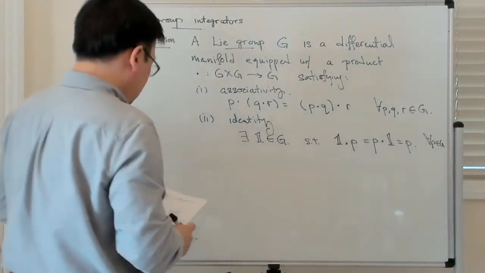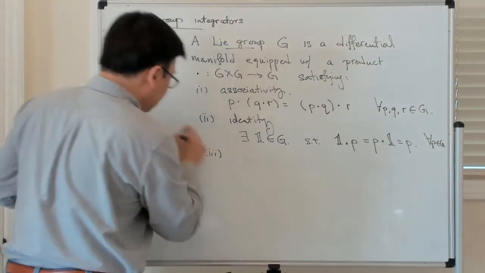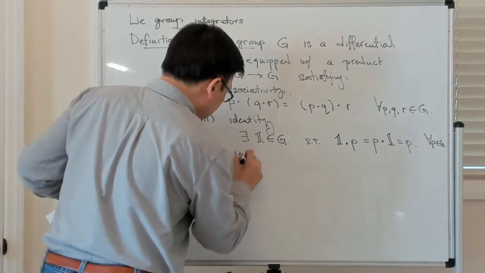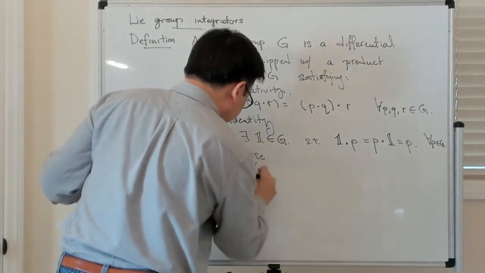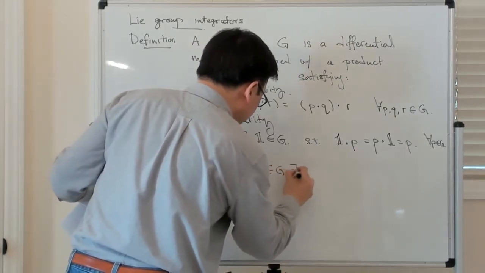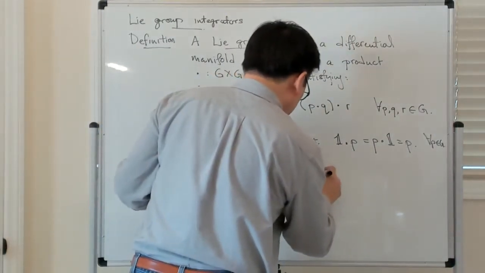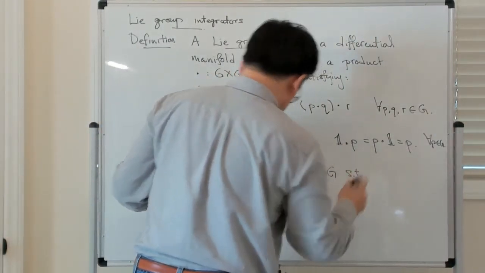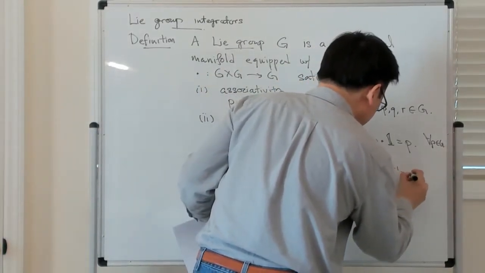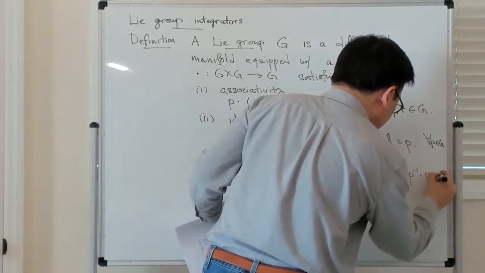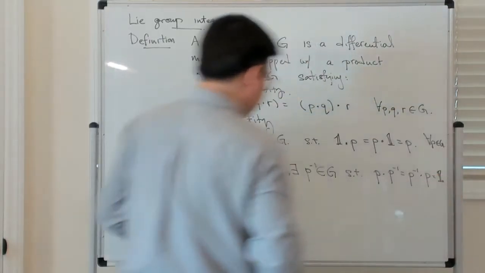Okay, and then once you have an identity element, then you can start talking about inverses. So that means for all elements of the group, all P in the group, there exists something which we denote by P inverse in the group with the property that P product with P inverse is the product of P inverse with P is the identity. Okay. All right.